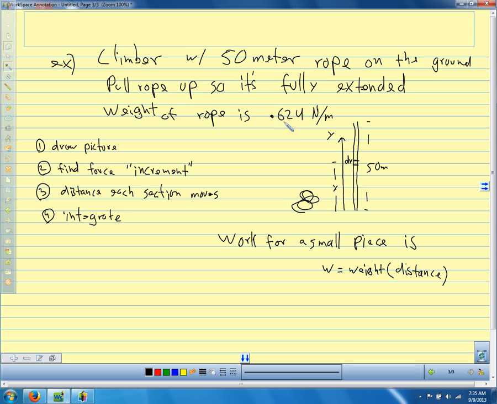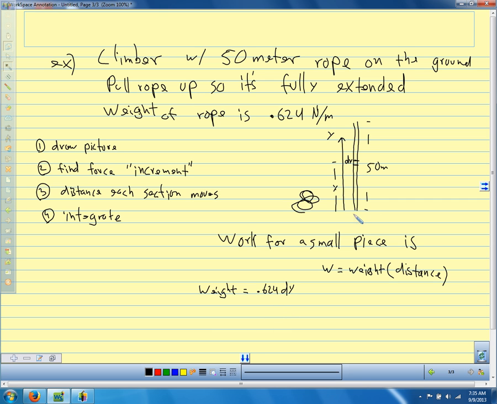We know it's 0.624 newtons per meter, and dy is measured in meters. So the weight is going to be 0.624 dy. Tiny little piece of rope, and the weight of that tiny little piece of rope is going to be the weight per meter times the length of that little section. The length of that little section is dy. Weight per meter times the length of that little section.